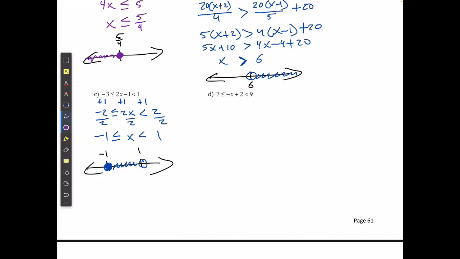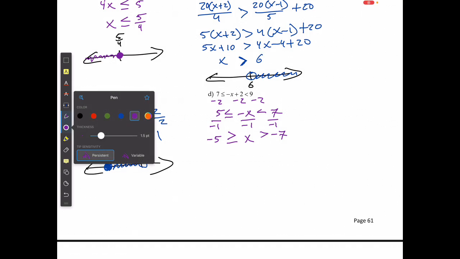For example D, I'm going to do the same process. When I subtract the 2, I'm going to subtract it from all 3 parts and say that 5 is less than or equal to negative x, which is less than or equal to 7. Sorry, just less than 7. And then when I divide by negative 1, remember that's going to change the direction of my signs. So negative 5 is greater than or equal to x, which is greater than negative 7.